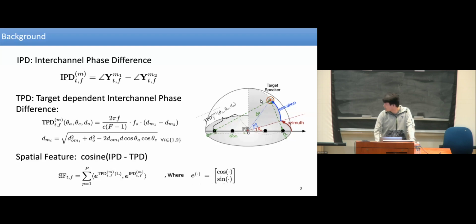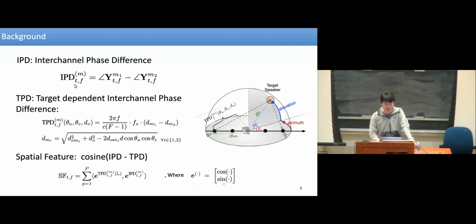Let's see this picture as an example. If we take these 2 microphones as a pair, we can calculate the length of these 2 lines, and then calculate the distance between them. And from some signal transformation, we can calculate all the TPD, the target dependent phase difference, for each frequency. We assume that the position of the target speaker does not change during the entire utterance, so this T is fixed, and only the TPD varies for each frequency.